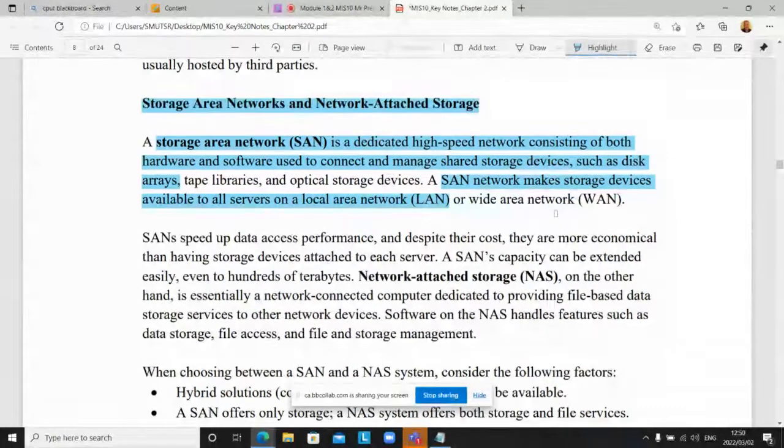Storage area network. Let's have a look if there is a difference. It's a dedicated high-speed network, and it uses hardware and software. The storage area network is available to servers on a LAN or a wide area network. Okay, so what is the difference between this? SAN is dedicated high speed.